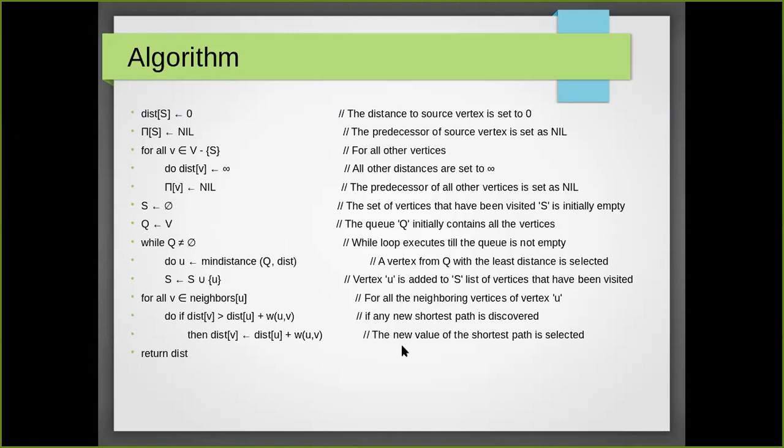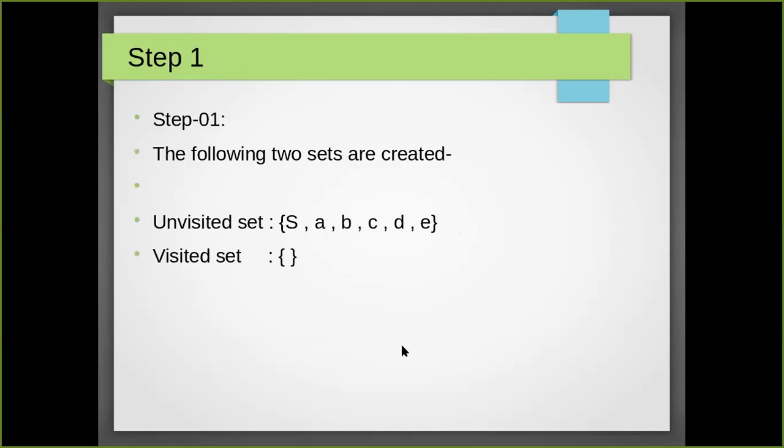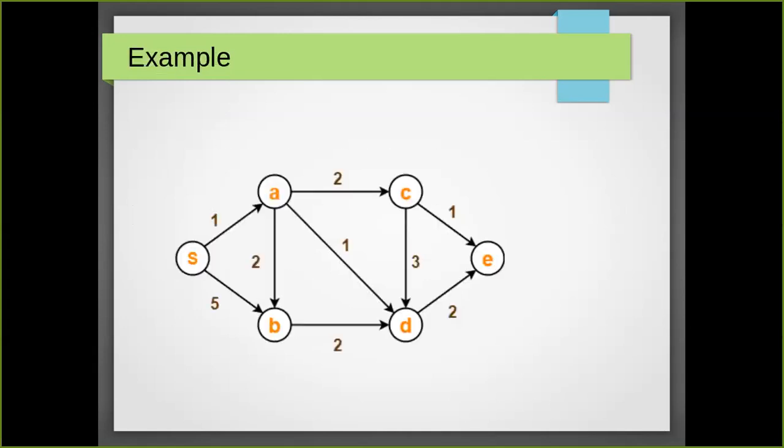Now let me explain by means of an example for your better understanding. So let us consider this as the topology. What we do is that in this particular thing we have S, A, B, C, D, E.